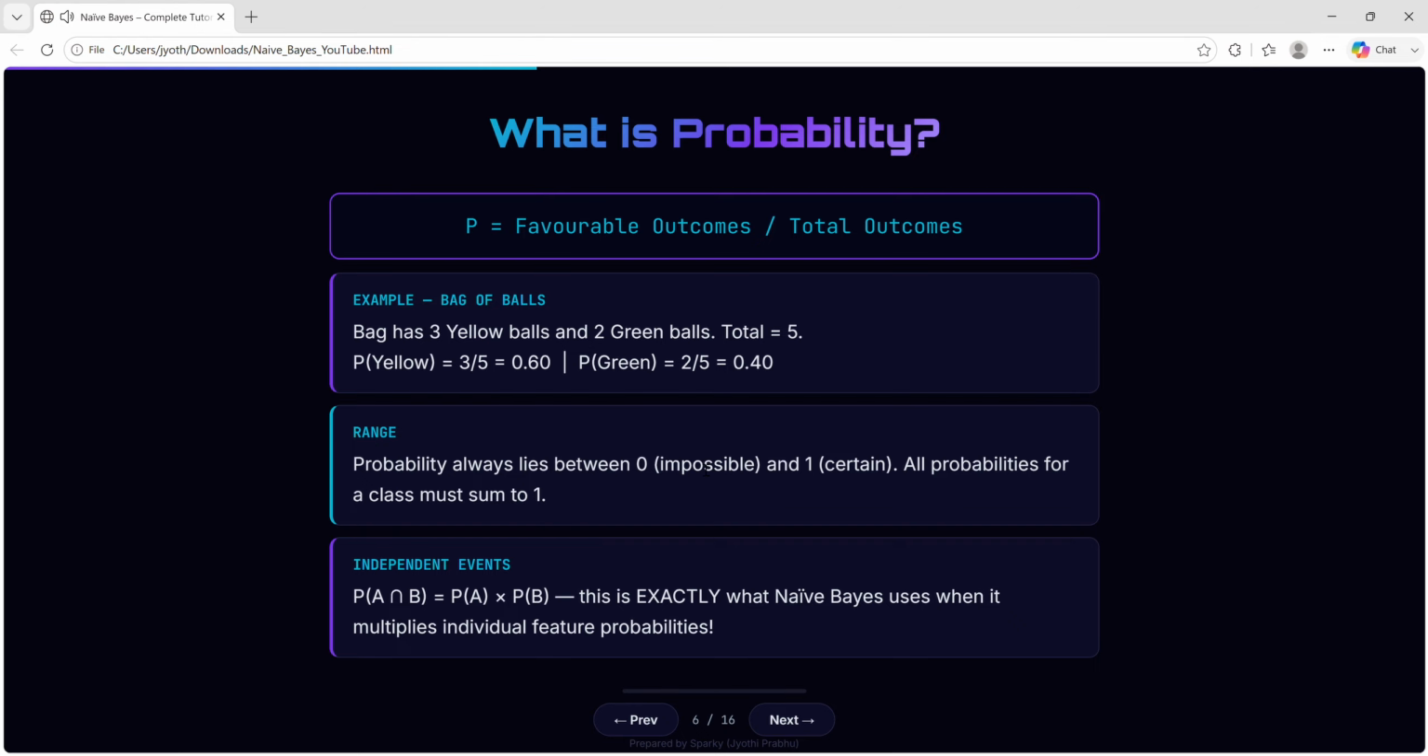A quick refresher on probability, the foundation of everything. P equals favorable outcomes divided by total outcomes. Example, a bag with 3 yellow and 2 green balls. P of yellow equals 3 over 5 equals 0.6. P of green equals 2 over 5 equals 0.4. And for independent events, P of A and B equals P of A times P of B. This multiplication rule is exactly what naive Bayes uses.